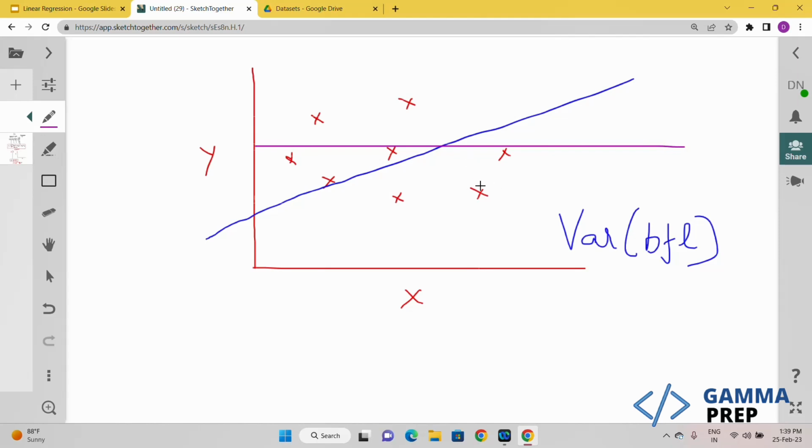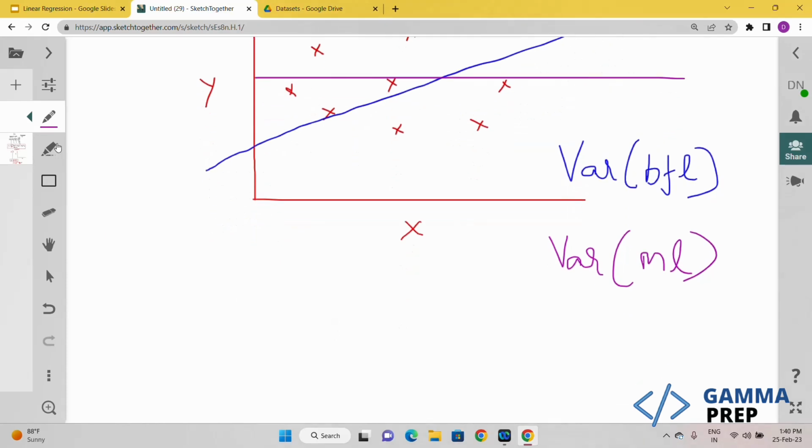Now again, you find out the variation about this mean line. You find the errors and then you sum up the square of the errors. So first you find the errors, square them up, and sum them over. That is going to be the variation that I have about the mean line. Obviously, the variation about the best fit line should be less, right? Because it's the best fit line, the model that you have made on your training data. So the variation or the error should be less.